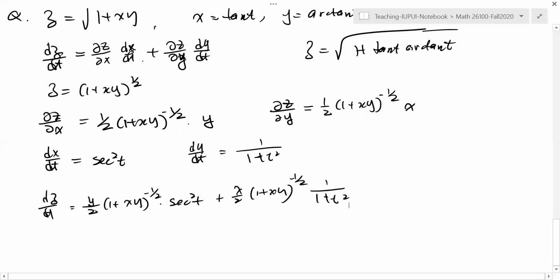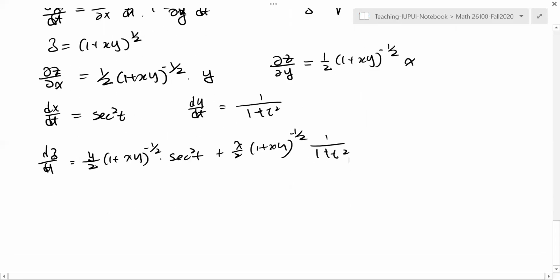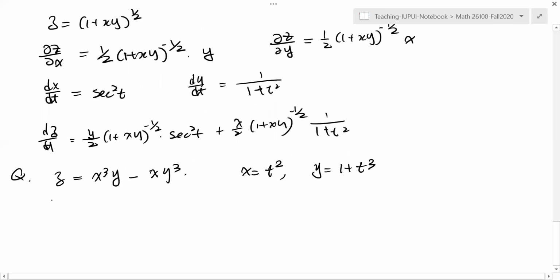Let's try another one. Here z is going to be x cubed y minus x y cubed. Now x is going to be t squared, and y is going to be 1 plus t cubed. Something like that.